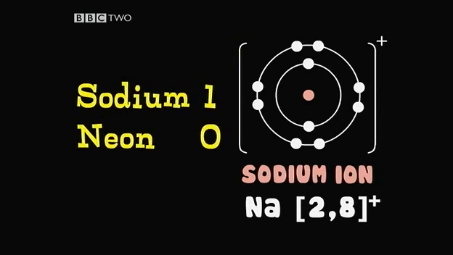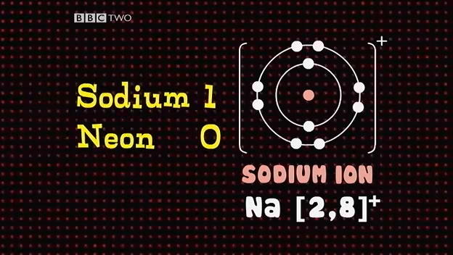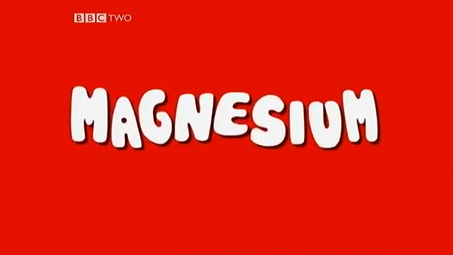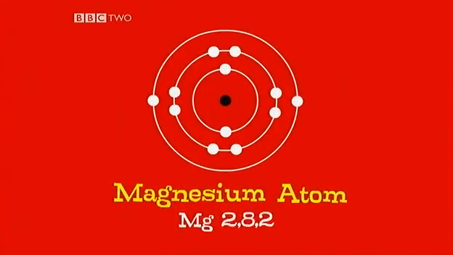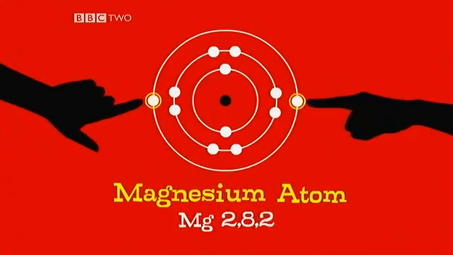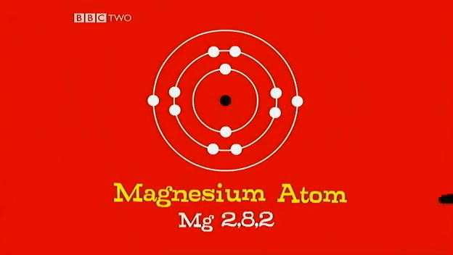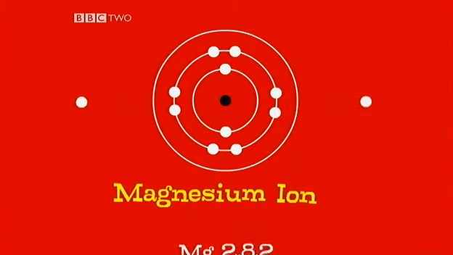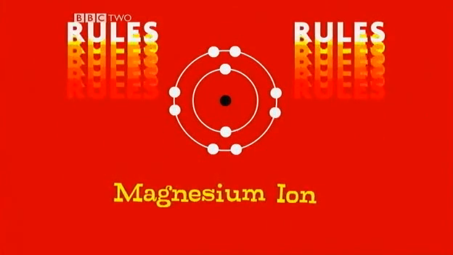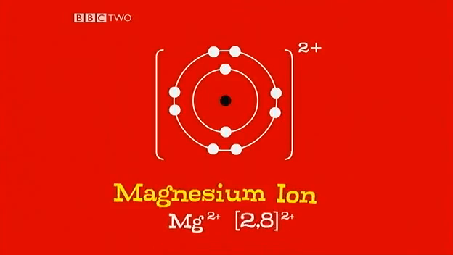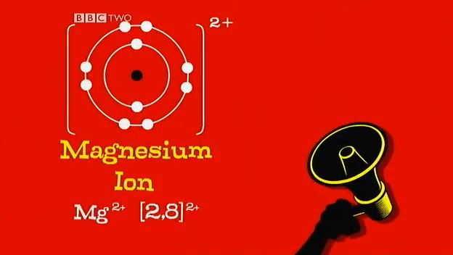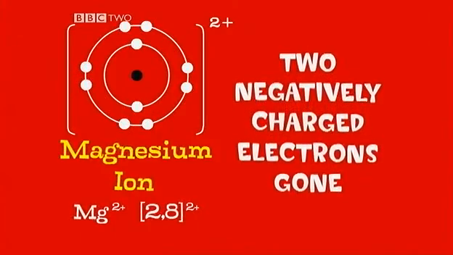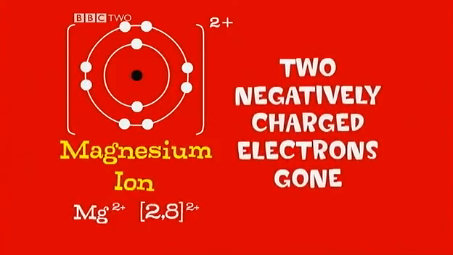Sodium 1+, neon 0. Now, magnesium is another metal, but this time with 2 electrons in its highest energy level. To become a magnesium ion, it has to lose both of these. We use a 2+ to show this. That might sound contradictory, but with 2 negatively charged electrons gone, that gives the magnesium ion a 2+ charge overall.